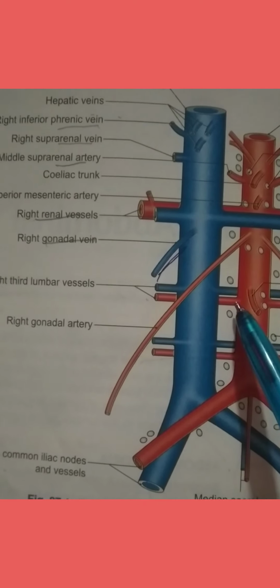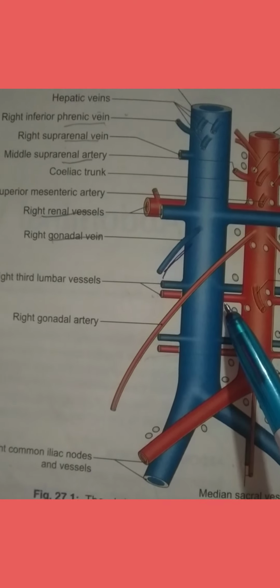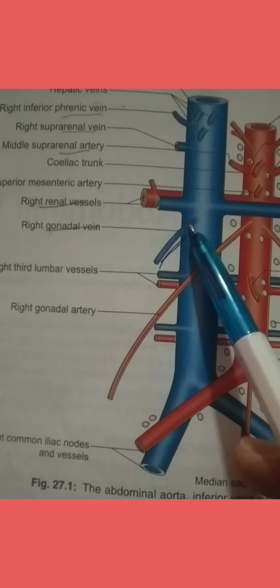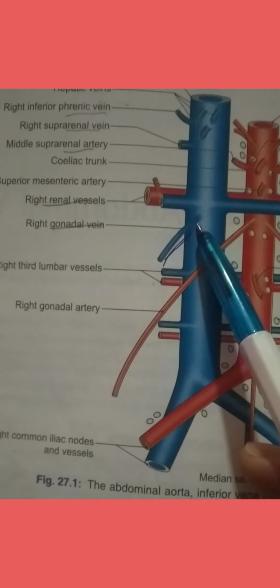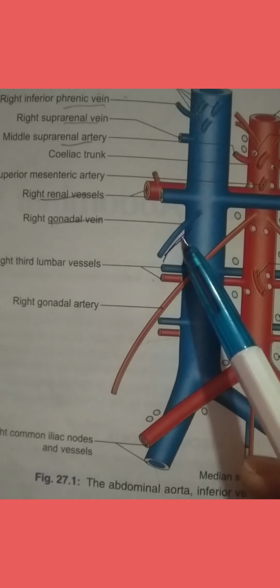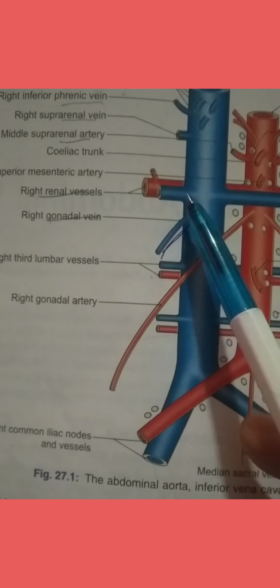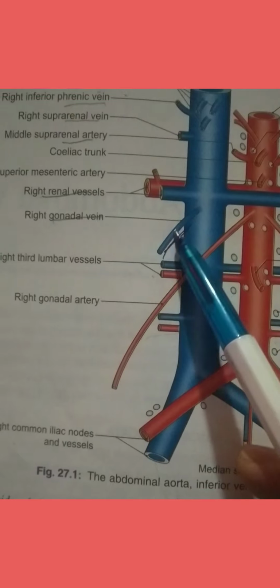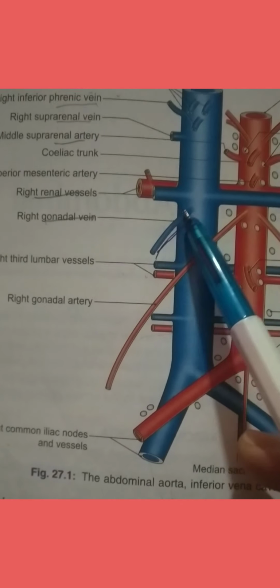Next are the right testicular or the ovarian veins. These gonadal veins open into the IVC just below the renal vein. In males they are the testicular veins, and in females they are ovarian veins. They drain into the IVC.